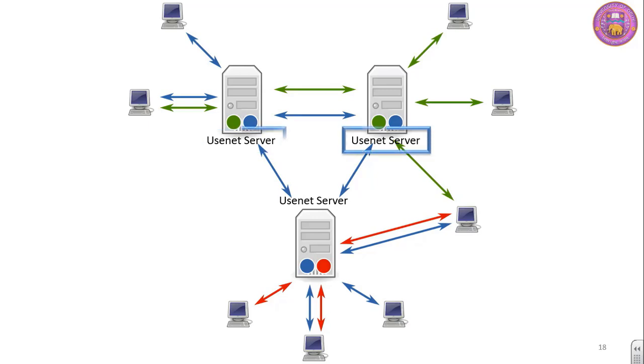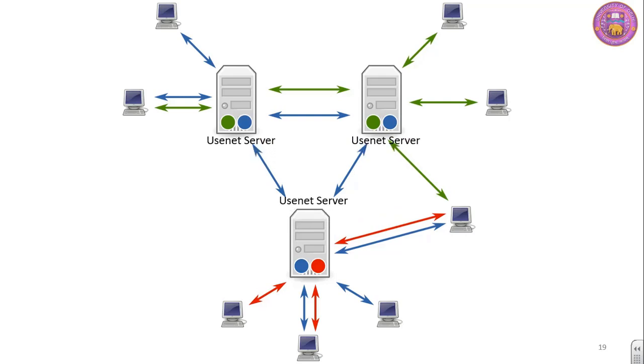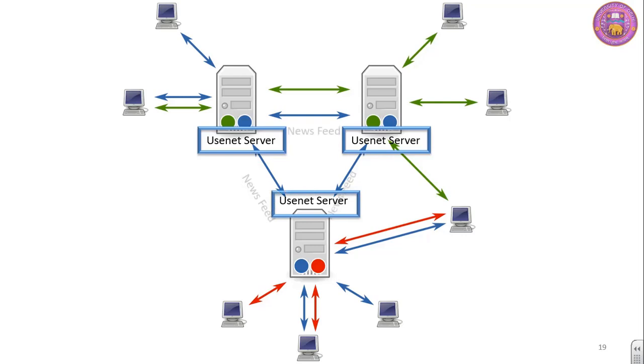Here you can see that these three are Usenet servers. Here you can find that these servers are exchanging information with each other. When they start exchanging information or news matters, then this is termed as news feed. Now let us see that these Usenet servers are interconnected and they are sharing information with each other. Sharing information among Usenet servers is termed as news feed.